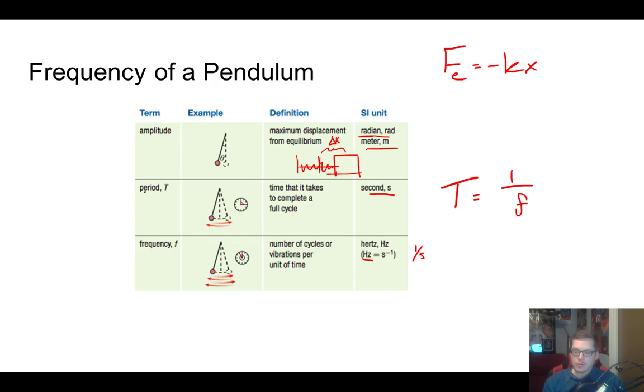Now this is really important because in my humble opinion, period is easier to calculate, right? We can just watch a full motion and then run a stopwatch. When it reaches the other end, that's how much time it takes. That's your period for one full cycle.